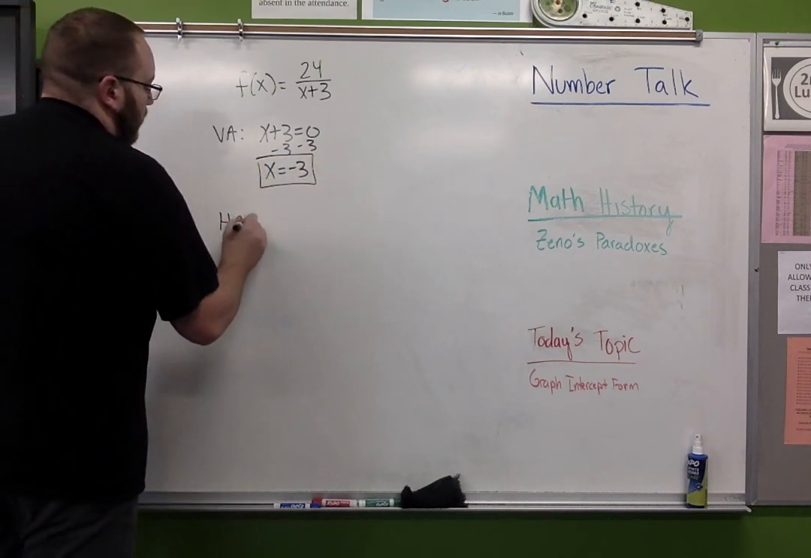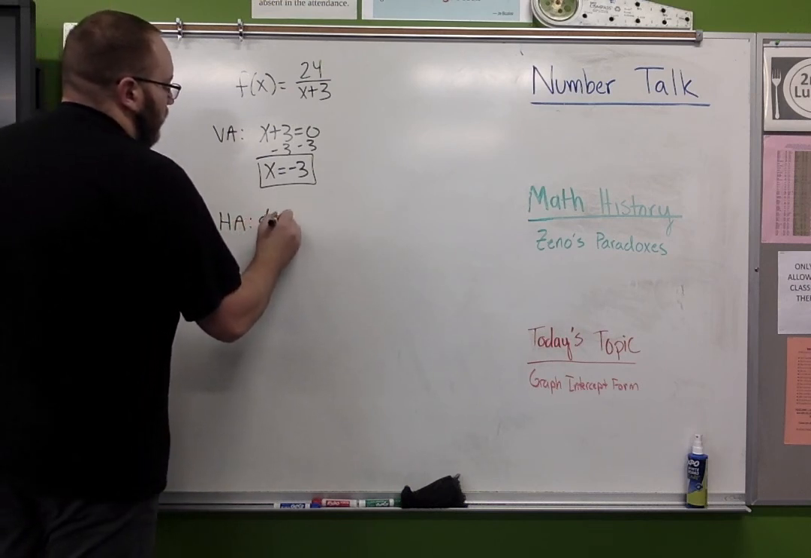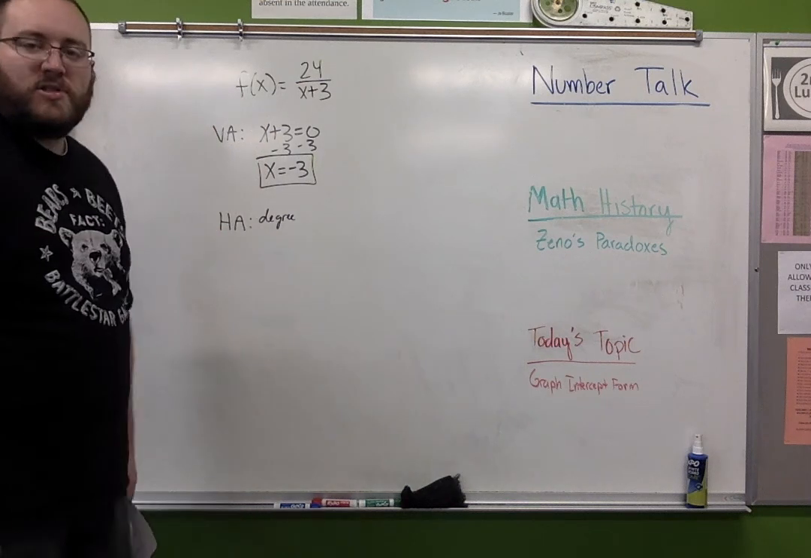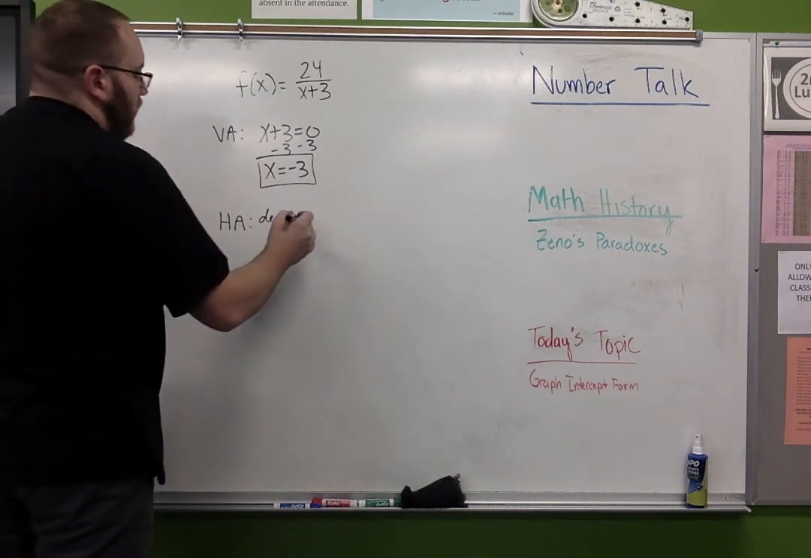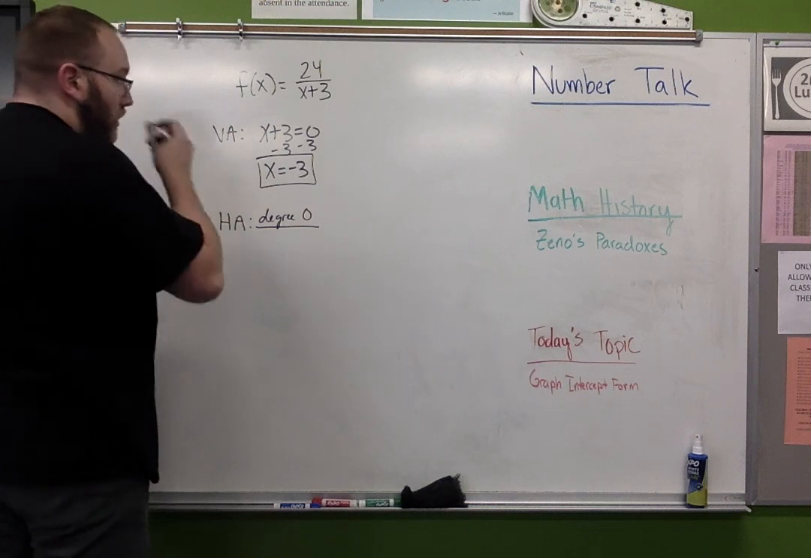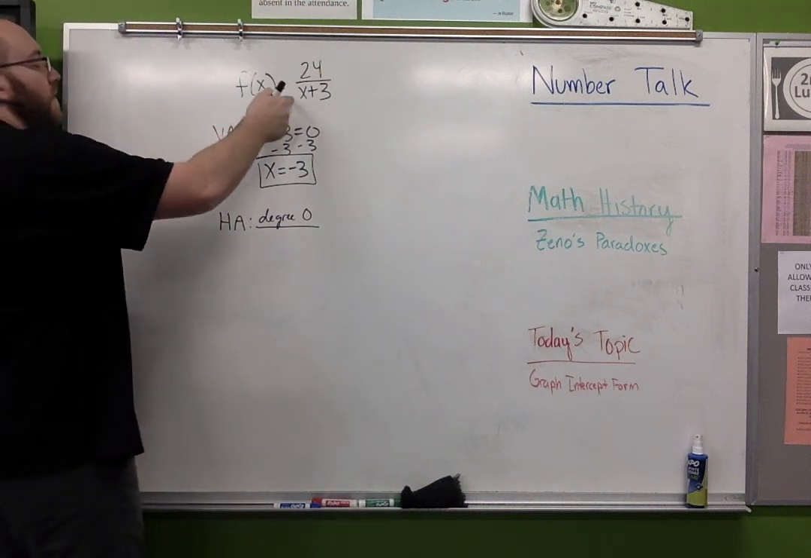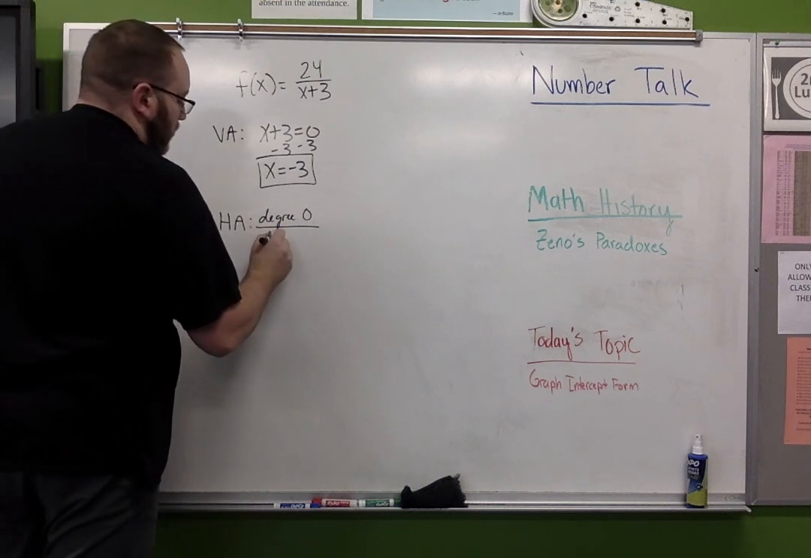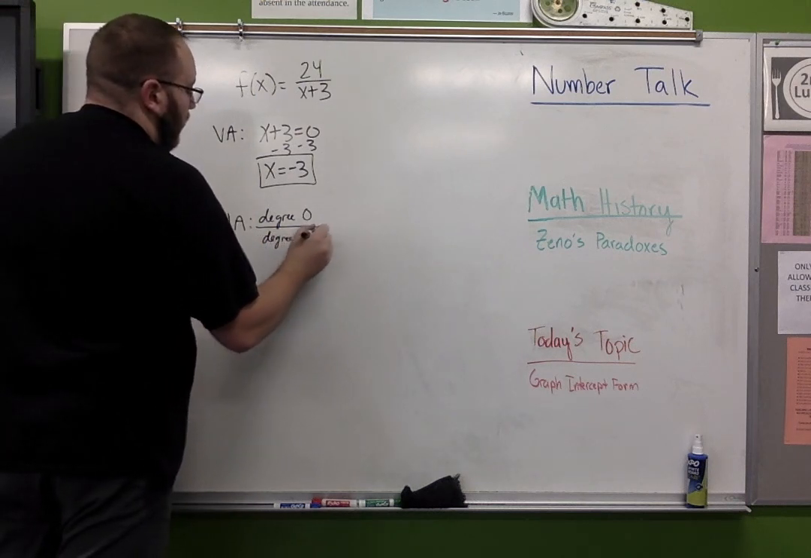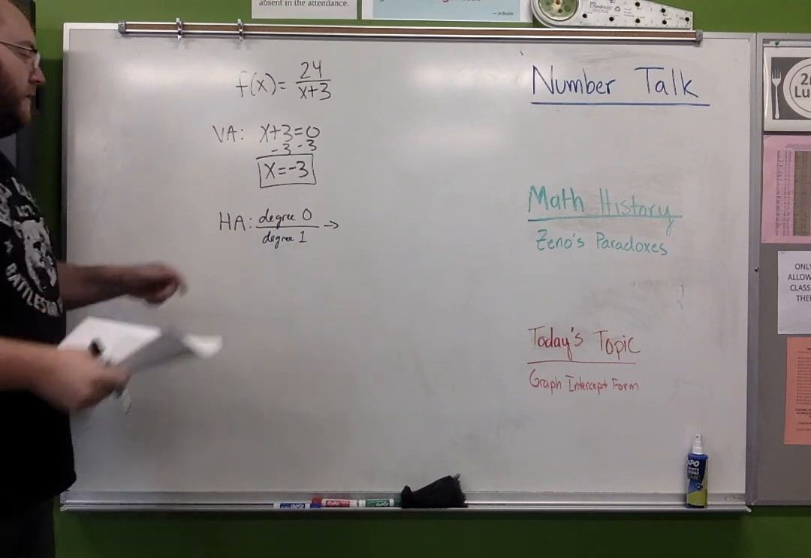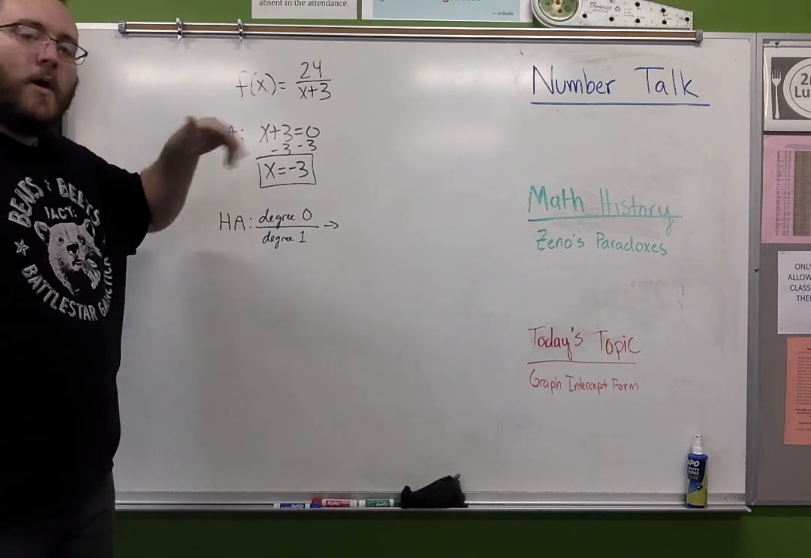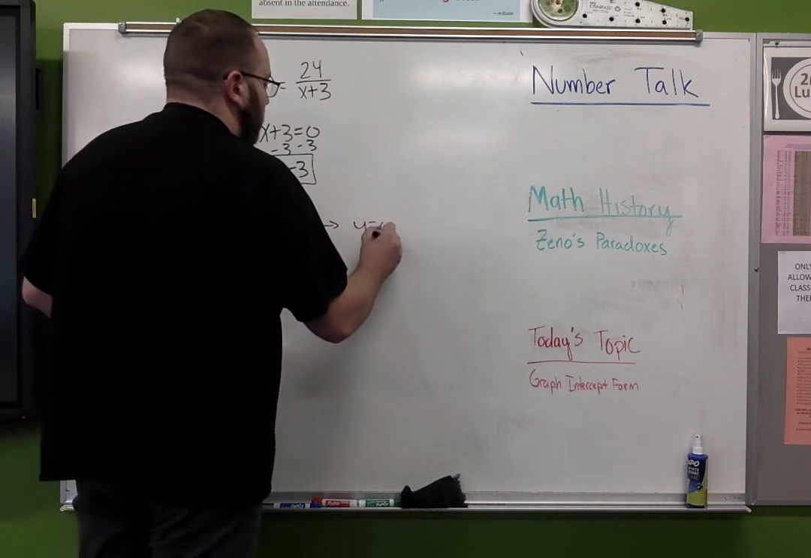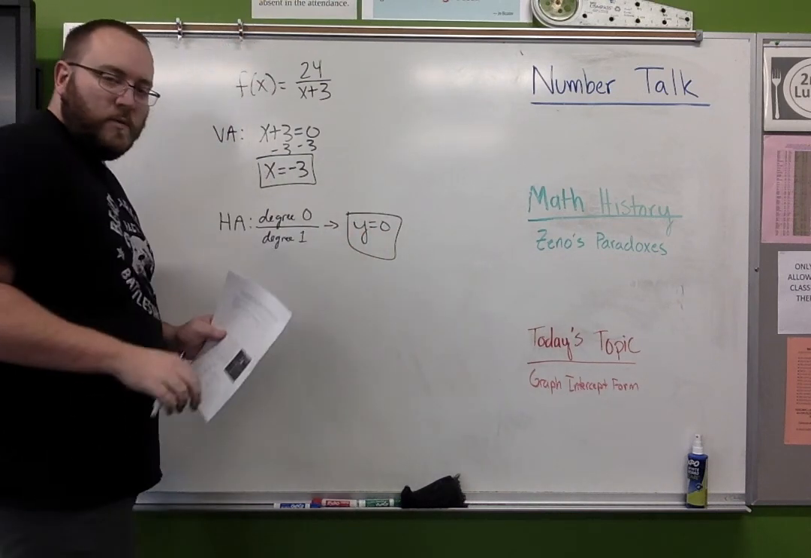The horizontal asymptote. The degree of the numerator is 0, right? There's no x's, so x to the 0 power. The degree of the denominator is 1. The biggest exponent is x to the first power. So degree 1. The degree of the numerator is smaller than the degree of the denominator. So y equals 0 based on our patterns that we just went over.